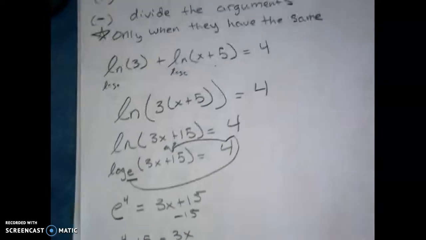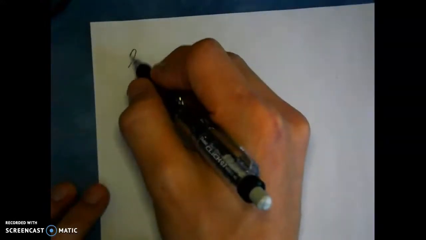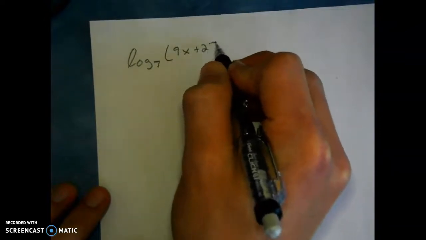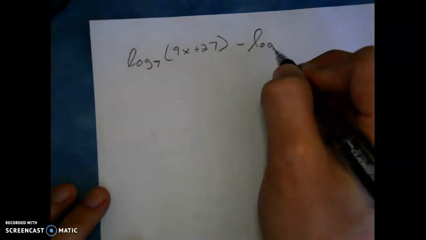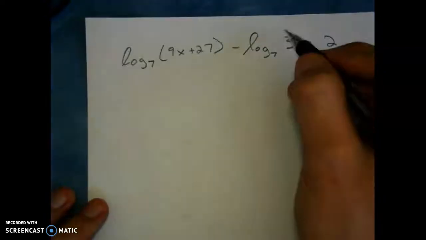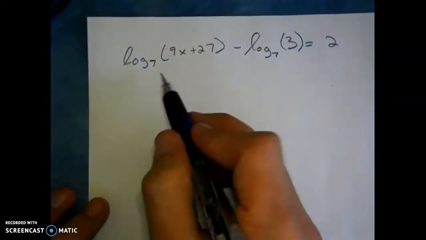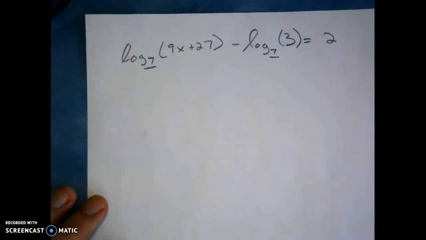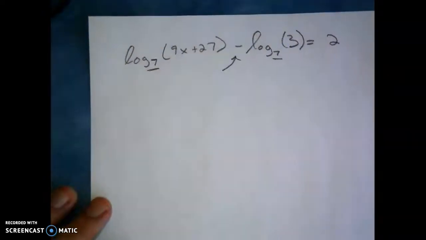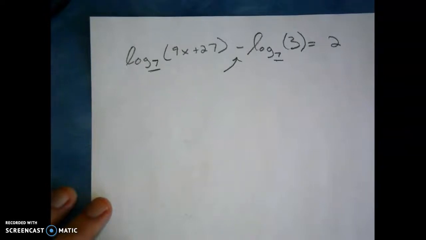Okay, so now let's look at a subtracting example. So let's try the log base 7 of 9x plus 27 minus the log base 7 of 3 is equal to 2. Okay. So here we check if they have the same base. Same base, perfect. Okay. So now, since they have the same base, we're subtracting. Well, that means I combine them and divide the arguments.